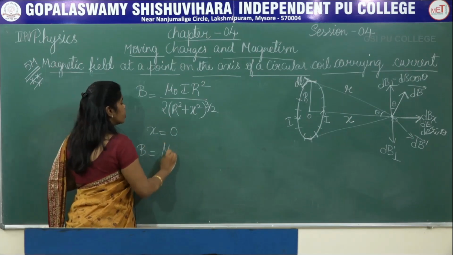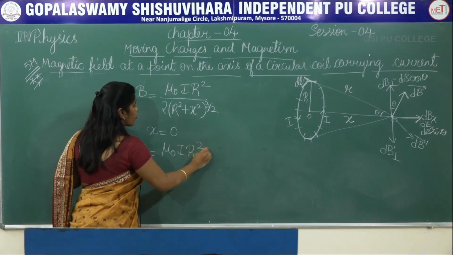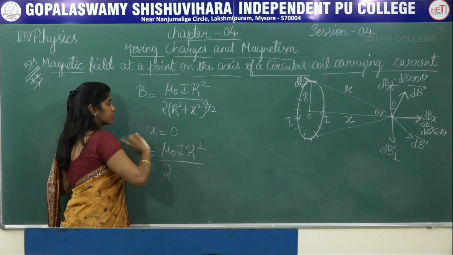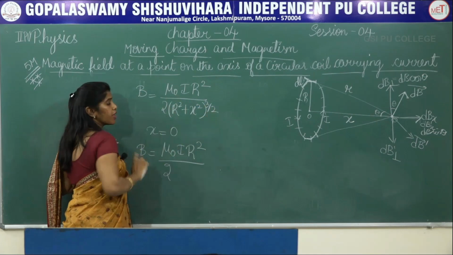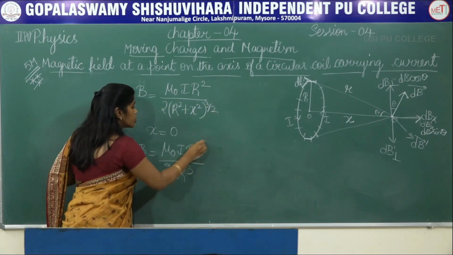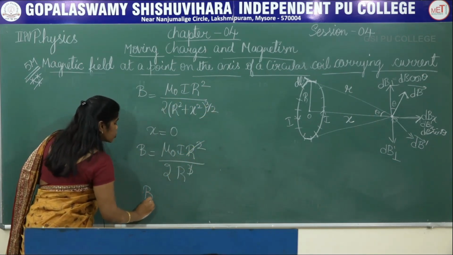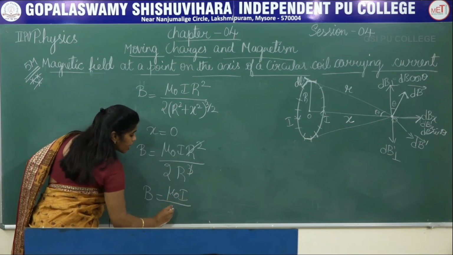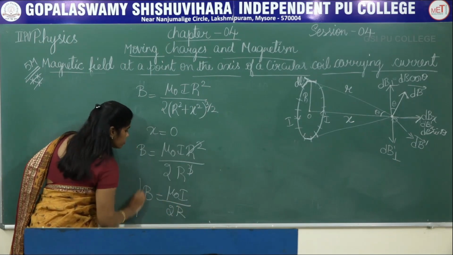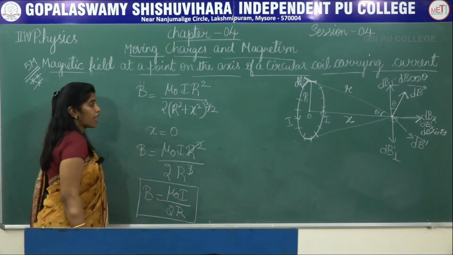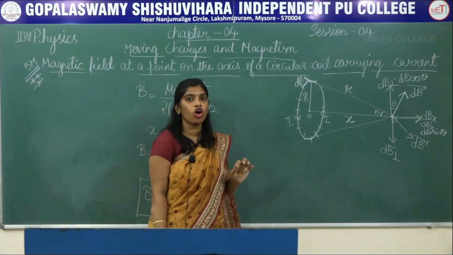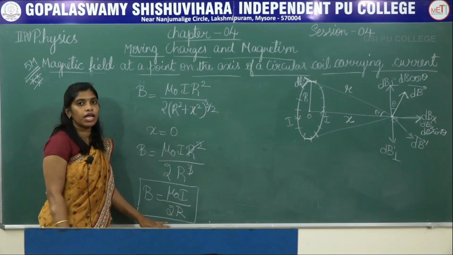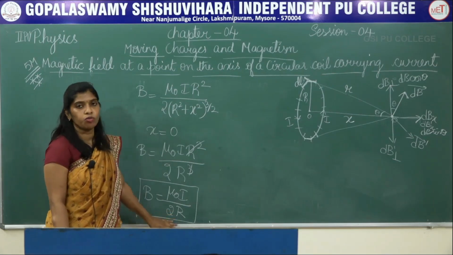B will be equal to mu naught I r square by 2 into, this x is completely 0, r square whole power 3 by 2, you will get r cube, and the square and cube get cancelled. So the magnetic field at the center of a current carrying coil is mu naught I by 2r. So the magnetic field at the center of a current carrying coil is given by the formula B is equal to mu naught I by 2r. Remember this formula, we will use this while solving the numericals.